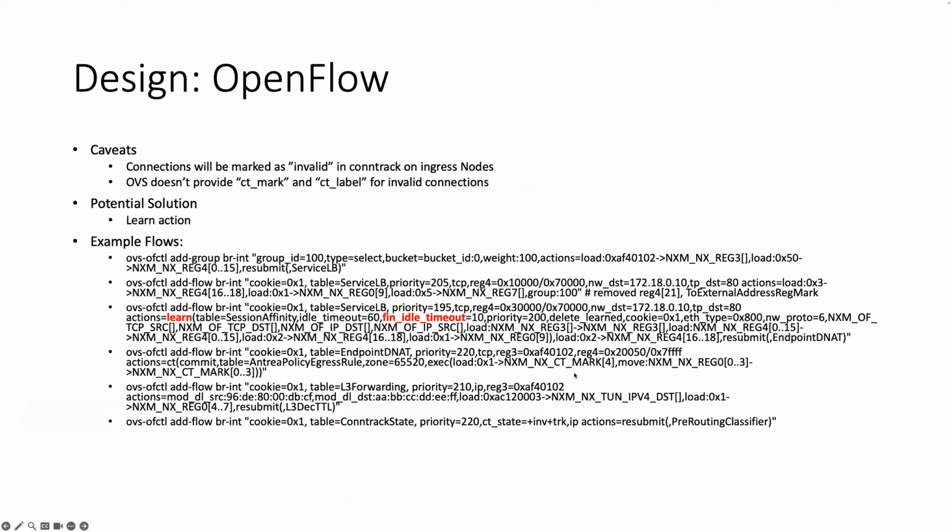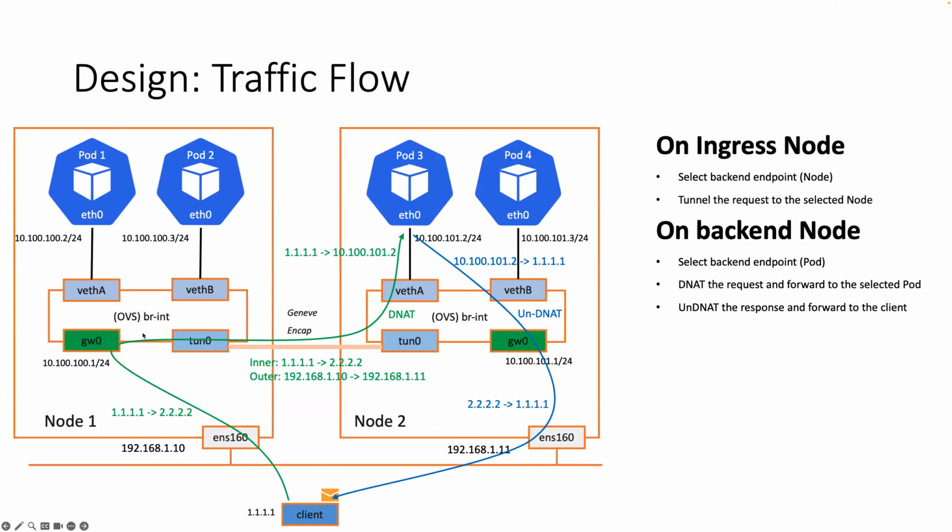And I have verified with some hack flows, and basically it works. But I also found some caveats. The first is very typical with DSR mode. The connections will be marked as invalid in conntrack on the ingress node, because as we can see, the request packets, the ingress node Open vSwitch will only see the request packets, so it will never reach the established state for the connection. But it's okay for this node.